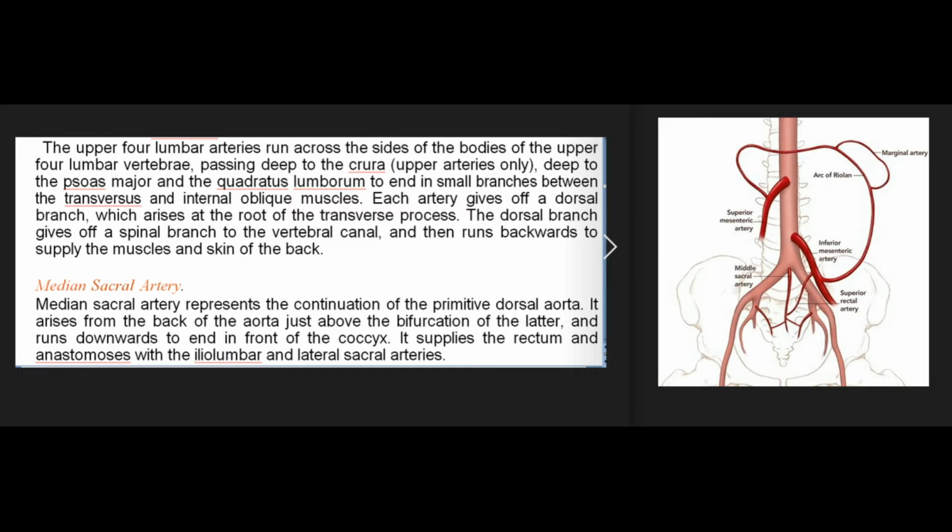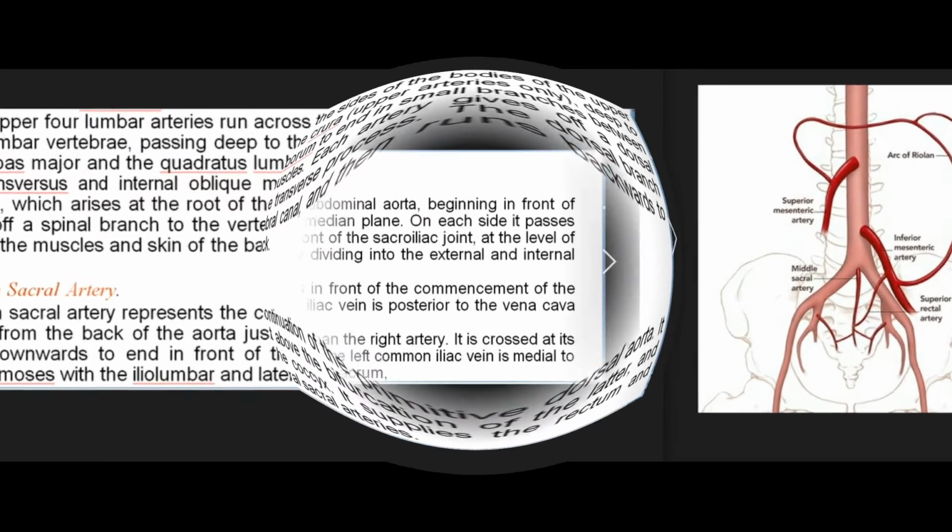Median sacral artery. The median sacral artery represents the continuation of the primitive dorsal aorta. It arises from the back of the aorta just above the bifurcation of the latter, and runs downwards to end in front of the coccyx. It supplies the rectum and anastomoses with the iliolumbar and lateral sacral arteries.